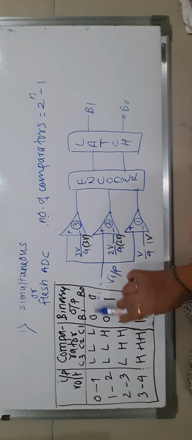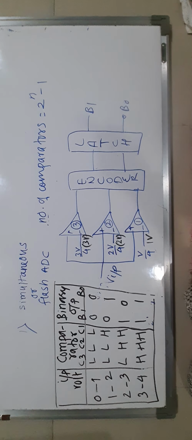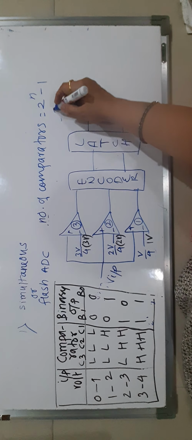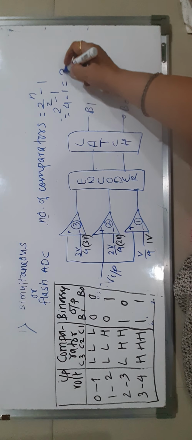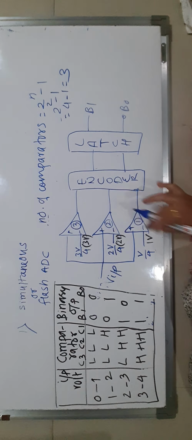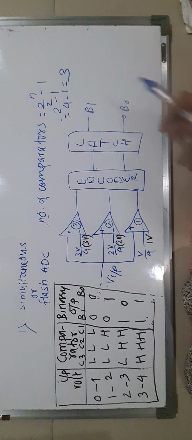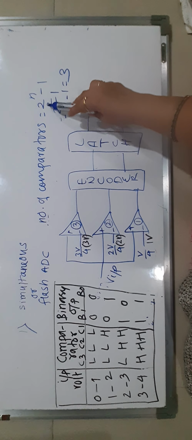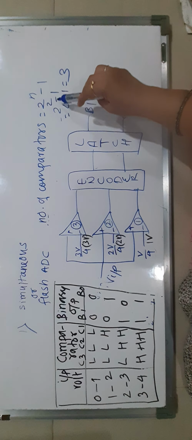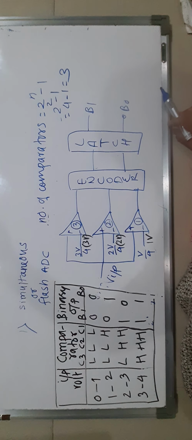Here for conversion of 2-bit data we require 2 raised to 2 minus 1, means 2 raised to 2 is 4, minus 1 equal to 3 comparators. So that's why here we use 3 comparators.